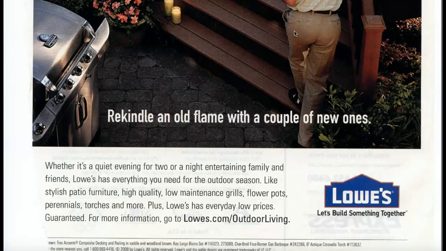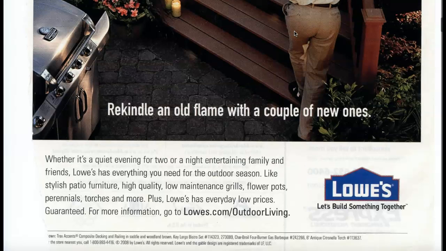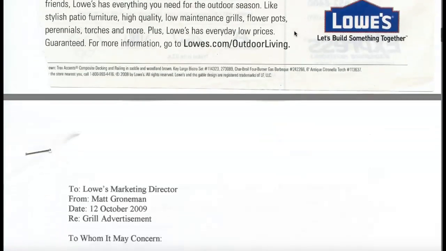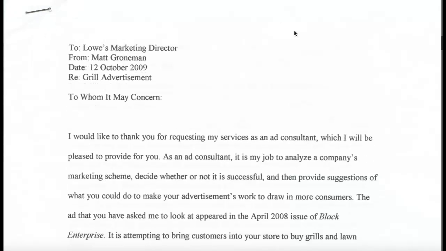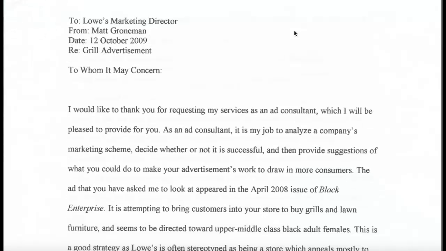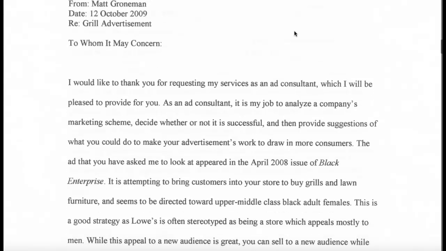It's for Lowe's patio furniture, and it features an African-American couple. It says, "Rekindle an old flame with a couple of new ones." So if we go down, the heading is going to be written to the name of your audience, which is the company which is advertising, from your name, date, RE short for regarding, and then the title, the subject line, whatever you put in the subject line, to whom it may concern.